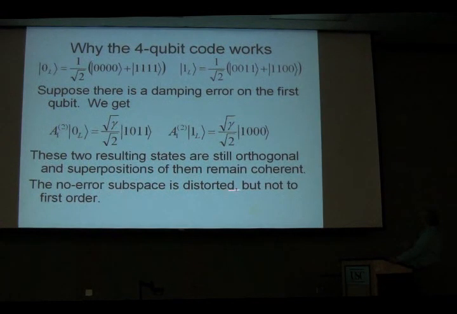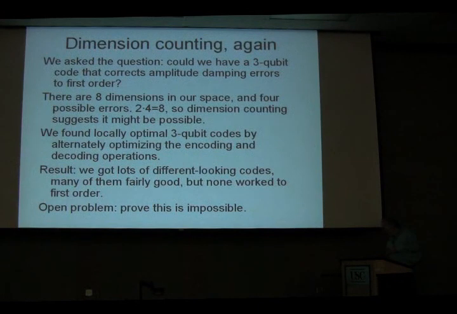And you also have to worry that the no-error subspace is distorted, because here your no-error subspace is going to turn from 0000 plus 1111 to 0000 plus gamma to the fourth 1111. And here the no error amplitudes are actually 1 minus gamma squared, sorry. And here the no error subspace does something similar. So the no error subspace gets distorted, but you can compute it. It doesn't get distorted to first order, only to second order, so this doesn't introduce any first order errors. So that worked really well.